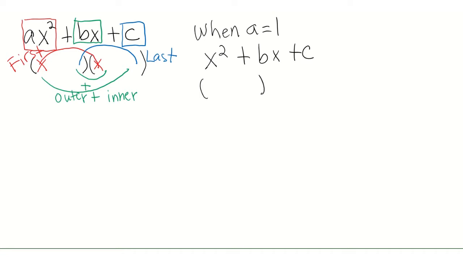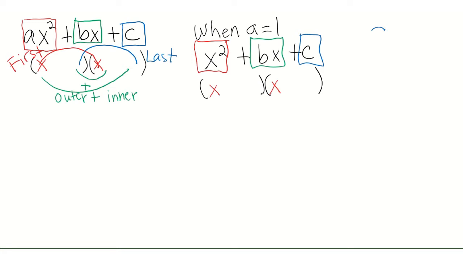And then when I go to factor this, because I don't have a coefficient in front of my x squared, I can just take the square root of x squared, which is x. And there you go. We've already solved our first value for this x. So now I need to find my b value and my c value.